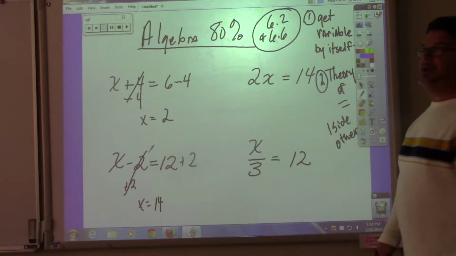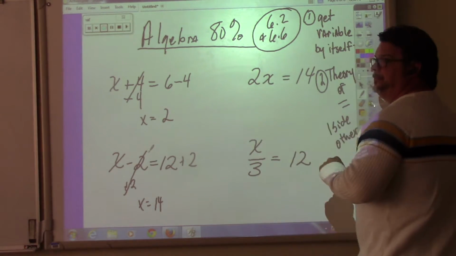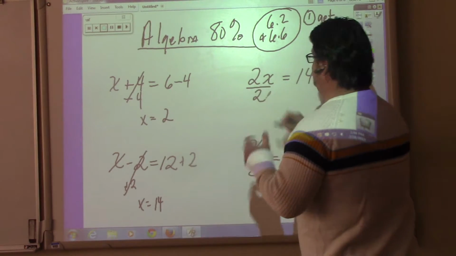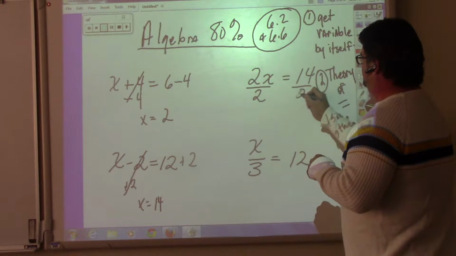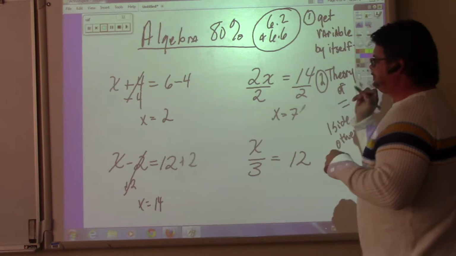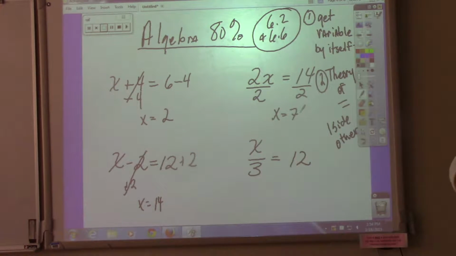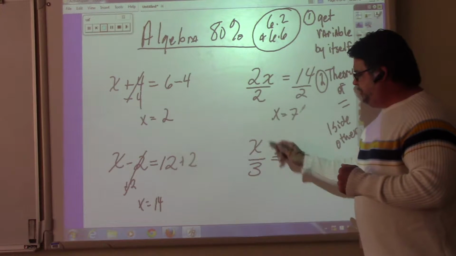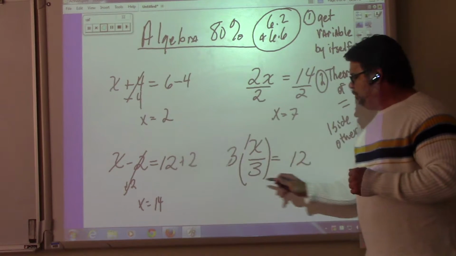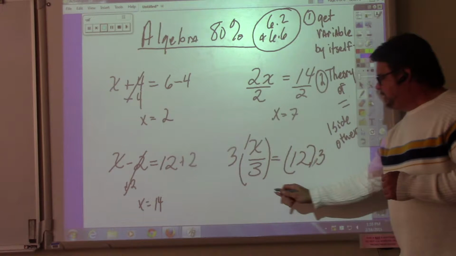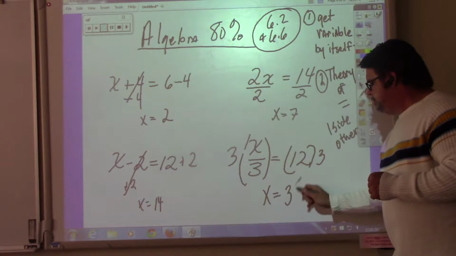How do you get rid of multiplying by 2? If you divide on one side, x is equal to 7. And how do you undo dividing by 3? Multiply by 3, and x is equal to 36.